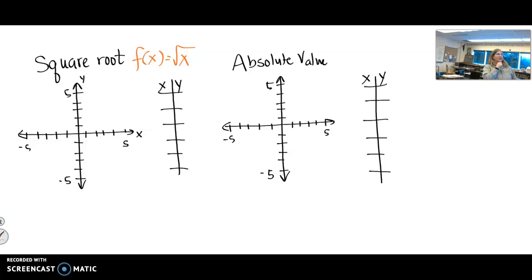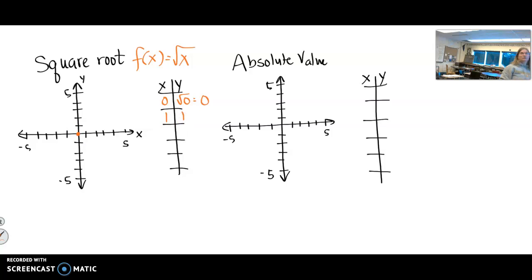Now when we pick values for x, first of all, you cannot take the square root of a negative number. Remember, it involves i. So let's start with 0. The square root of 0 is 0. So (0, 0) is on my graph. The square root of 1 is 1.